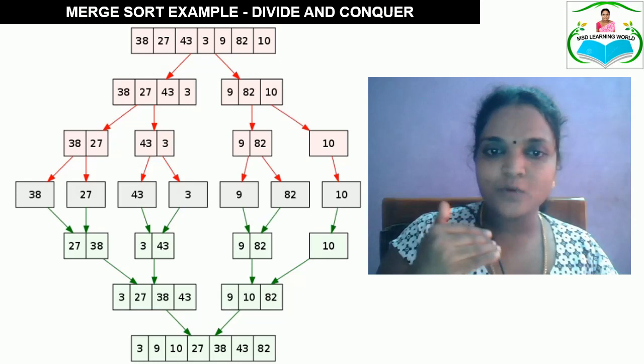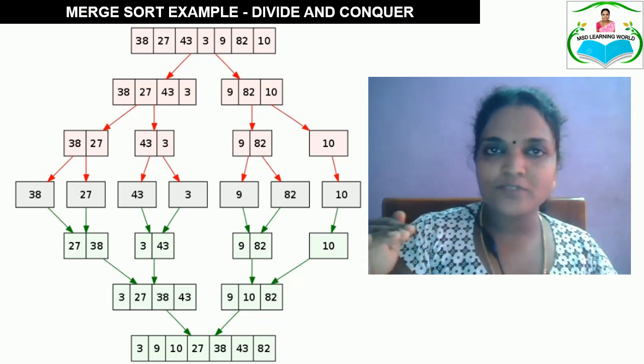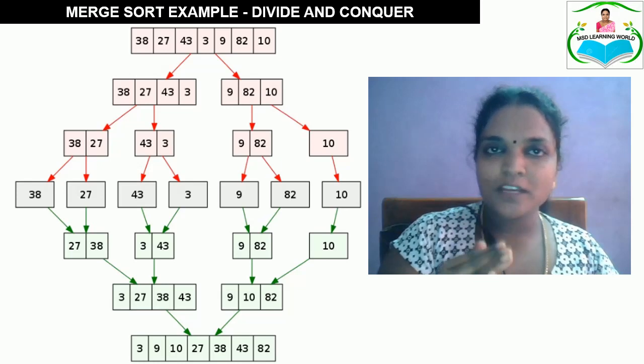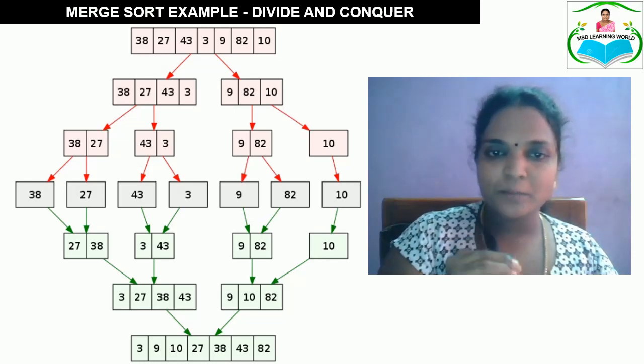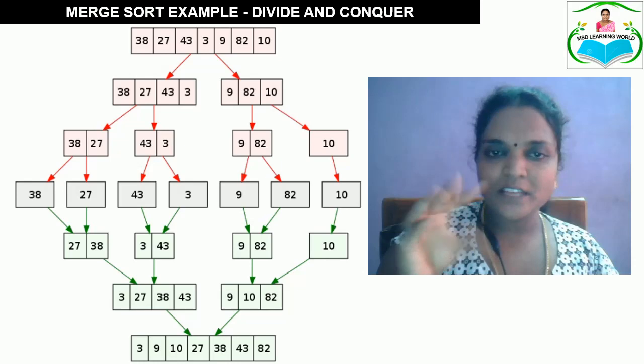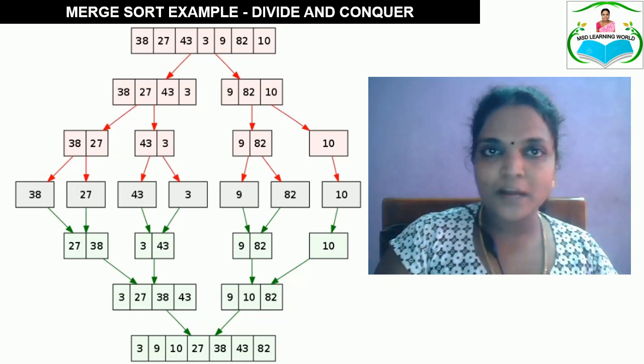Now you try to conquer it. So you are solving now. The process of solving, in the sense you are going to identify which element is smaller and which element is higher. So now you are going to do it from left to right. 38 and 27 you are going to combine. Similarly 43 and 3 you are going to combine. Everything is going to occur in parallel.